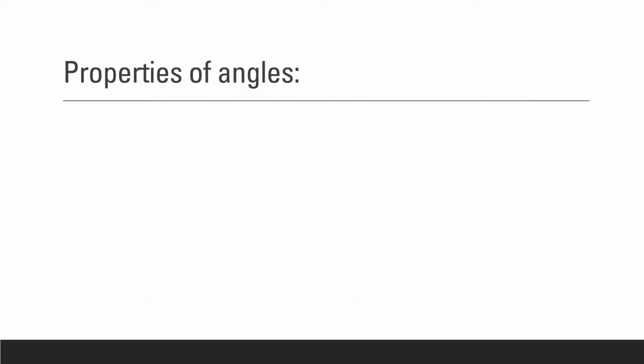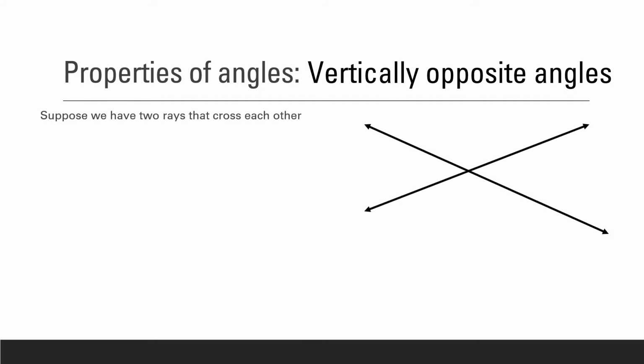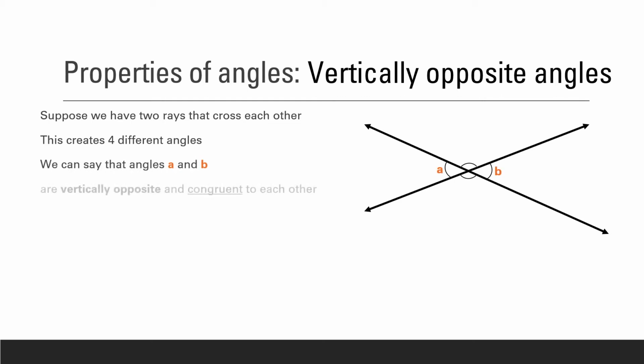The next property is called the property of vertically opposite angles. Let's say we have two rays that cross each other and they form what looks like an X. What that gives us is four different angles: 1, 2, 3, and 4. We can say that angles A and B, the ones that are opposite to each other, are vertically opposite and therefore congruent to each other. Remember that congruent is just another word for equals. So angle A is equal to angle B.